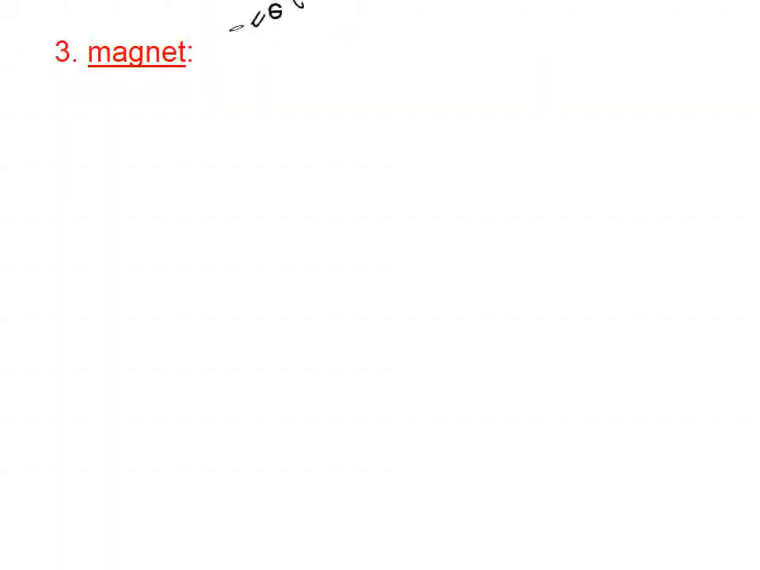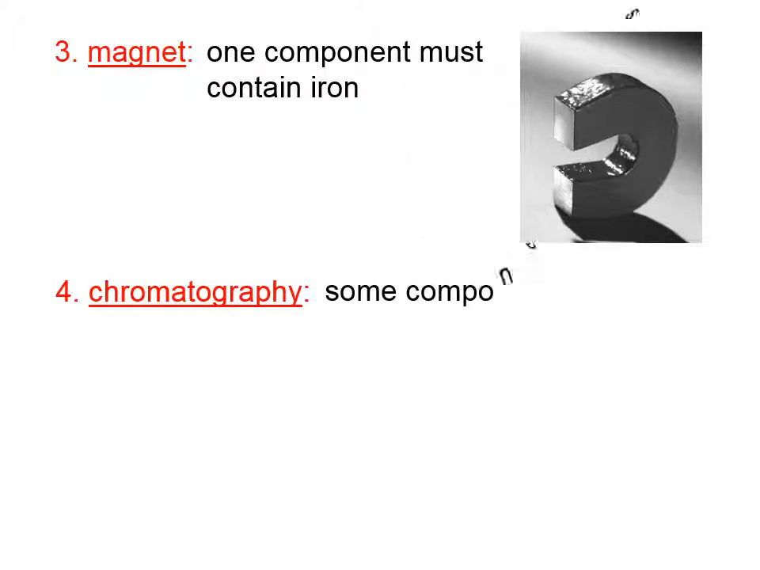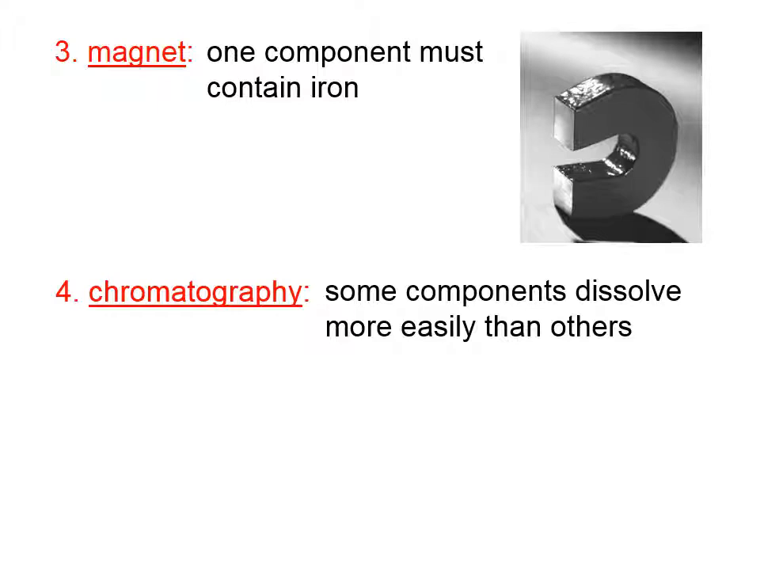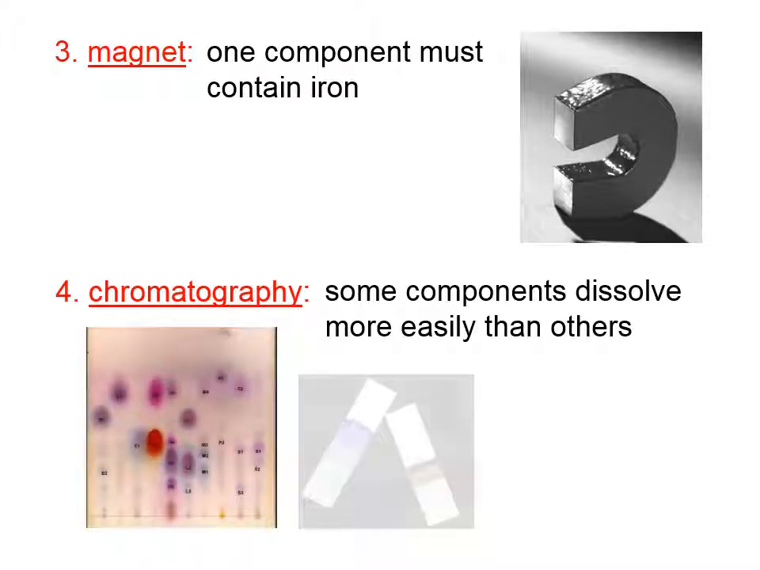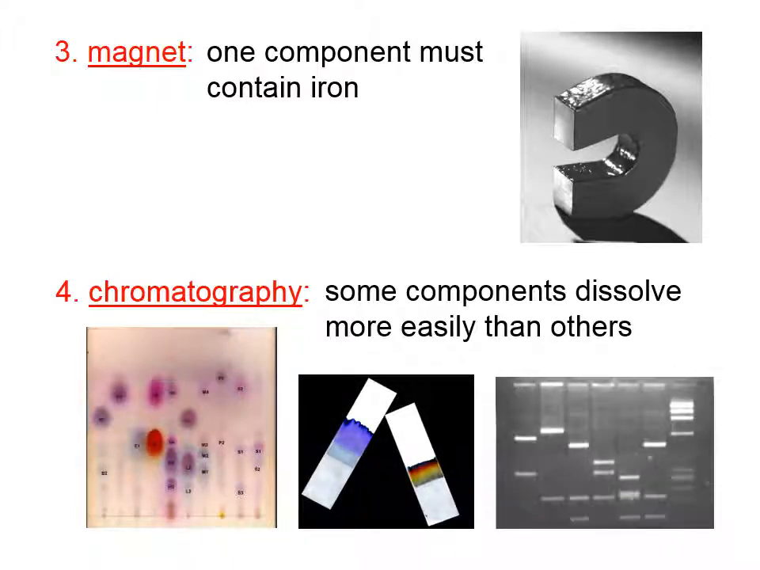We could separate the components of a mixture using a magnet if one of the components contains iron. Chromatography is based on the idea that some substances dissolve more easily than others. There are several types of chromatography, there are several offshoots and derivations of chromatography, but it's based on the idea that some substances dissolve more easily and therefore migrate further in a given medium than do others.